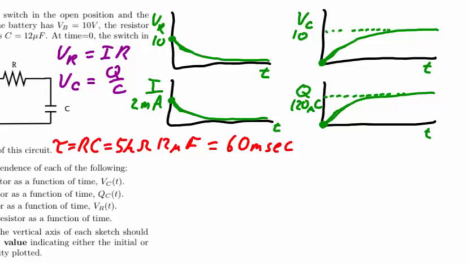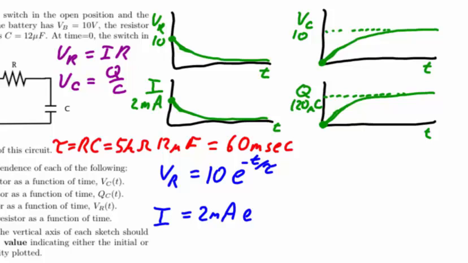It's now a simple task to find the time dependencies of all four quantities, and we're going to write these equations stacked in the same configuration as the sketch to make things easier. We see that the amplitude for the voltage on the resistor is 10 volts, and it's a falling exponential, so it's simply 10 times e to the minus t over tau. The amplitude of the current is 2 milliamps, also e to the minus t over tau.